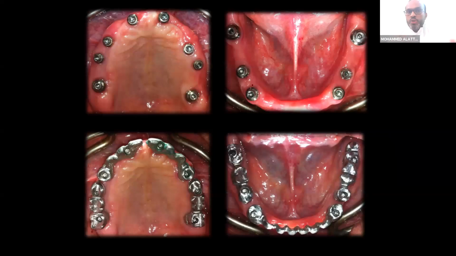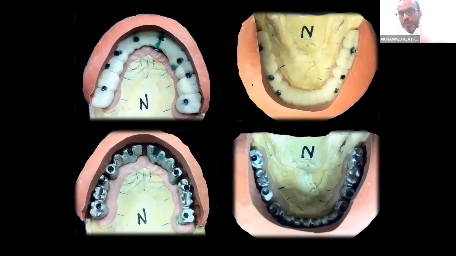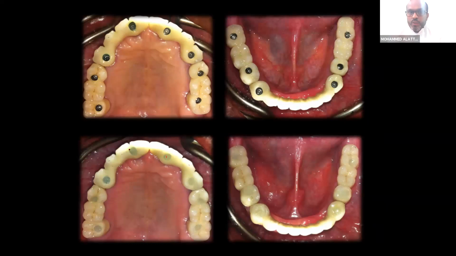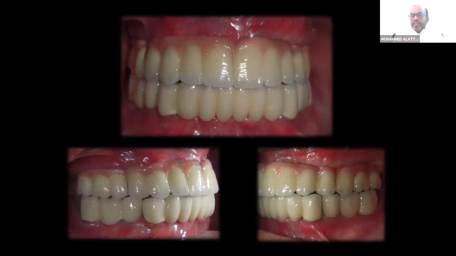And we use the patient's provisional, the index, to give us how we can make our final prosthesis. Because this is the thickness of the porcelain, we need to mimic what the patient has in his provisional because he spent a long time in it. And this is the final occlusal view. After that, we placed the composite to close that one. And this is the frontal view. And this is when the patient gets a smile.